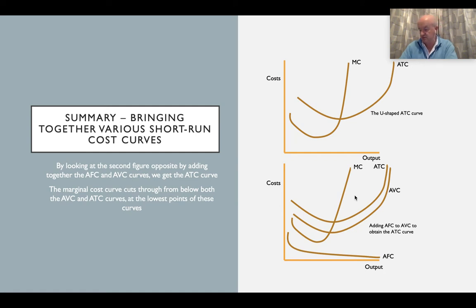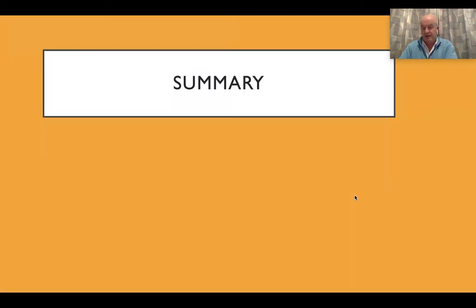Okay, so that hopefully brings that summary together and hopefully explains a bit more about the reasons why you get this interrelationship with the different short run cost curves. So let's just summarize that, and then we'll move on and start looking at economies and diseconomies of scale.